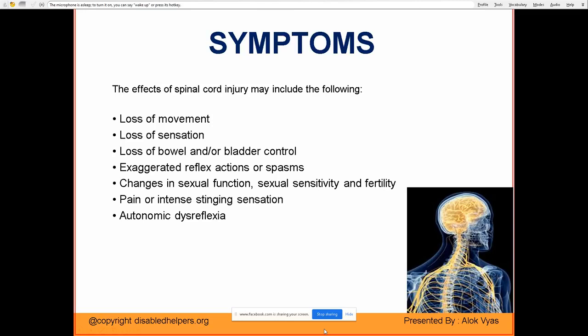So in a small definition, autonomic dysreflexia is a way of the paralyzed body to tell you that something is not right, whether it is by increasing your blood pressure, or by making you sweat, or by making you sick, and many other things.